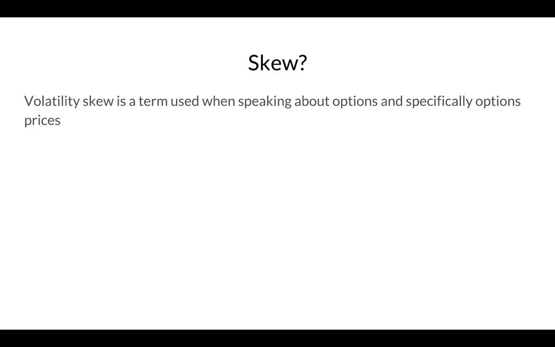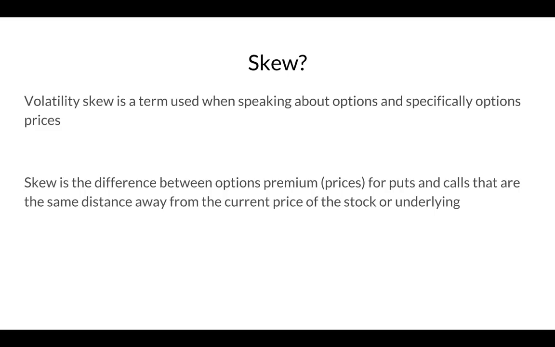That's what options are. Don't worry, we have a ton of content on this channel about options. Don't worry about them too much right now. Right? And what is skew? Skew is the difference between options premium, the price of an option, for puts and calls that are the same distance away from the current price of the stock.